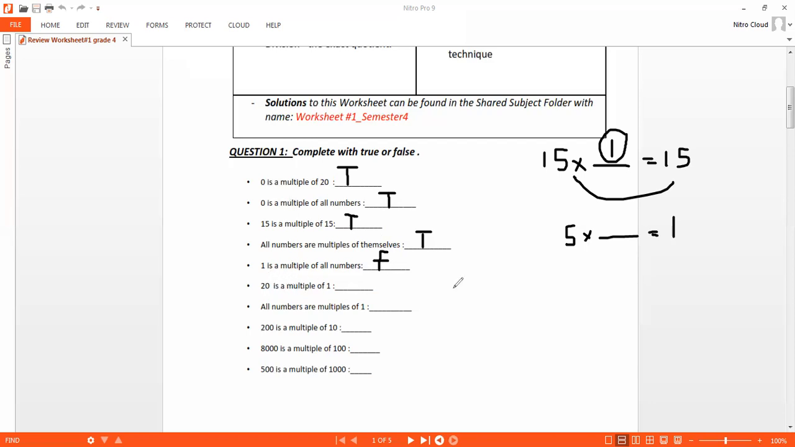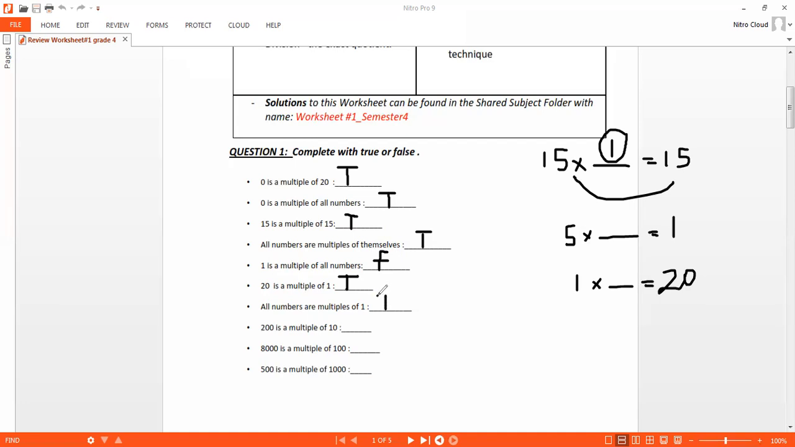Now, is 20 a multiple of 1? So think of a number you multiply the 1 by in order to get 20. Well, it's 20. So yes, this is true. 20 is a multiple of 1. Well, actually, all the numbers are multiples of 1 because if you multiply 1 by any number, you're going to get the same number. So this is true.